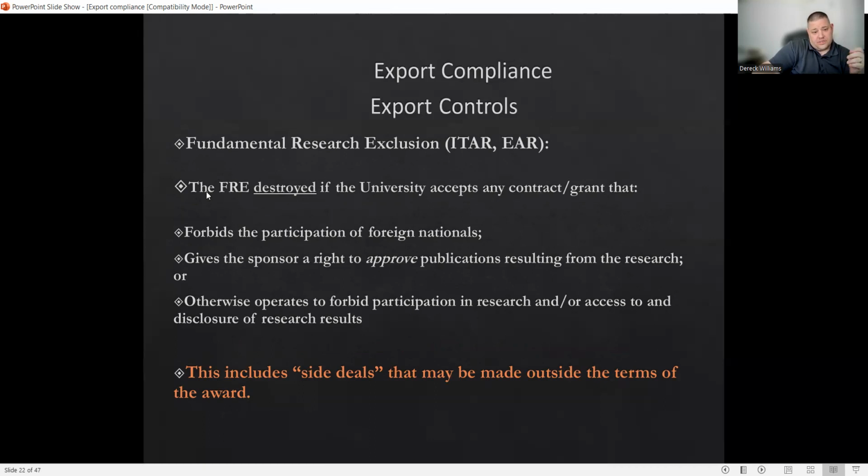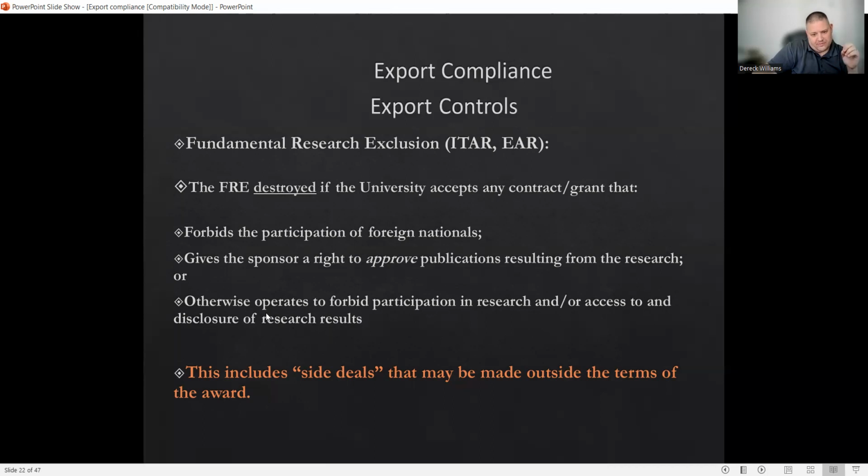The fundamental research exclusion is destroyed or invalid if the university accepts any contract or grant that forbids the participation of foreign nationals, or if it gives a sponsor a right to approve publications resulting from the research. If they have that approval authority, then the exclusion is invalid, destroyed, or otherwise operates to forbid participation in research and or access and disclosure of the research results.